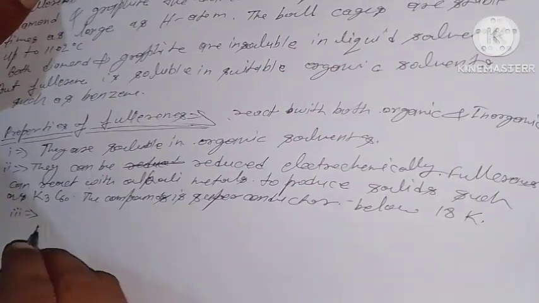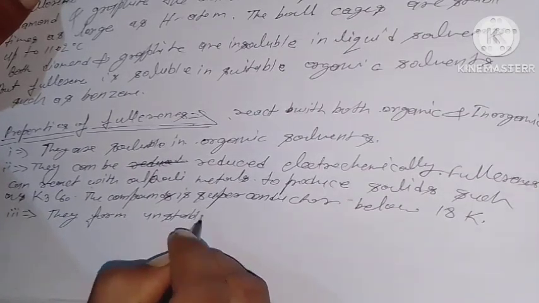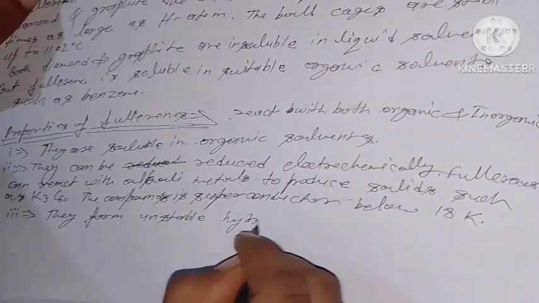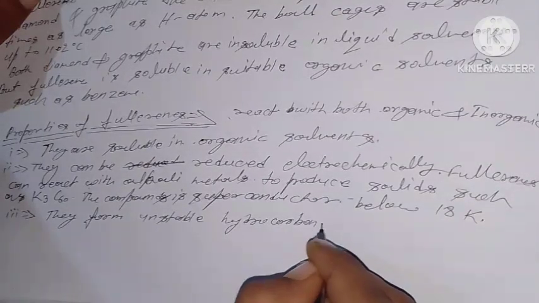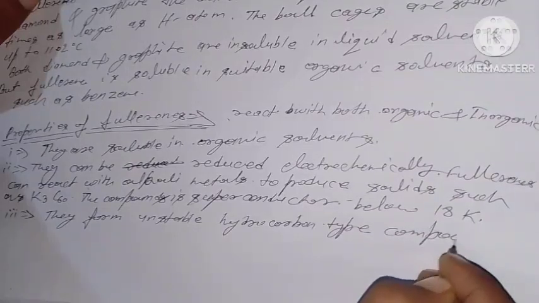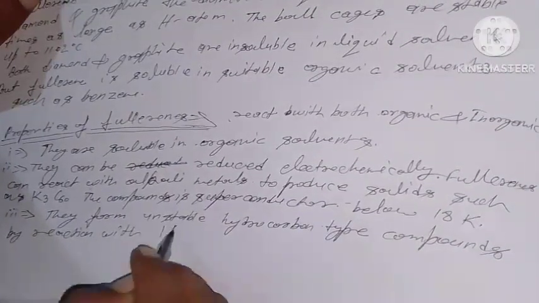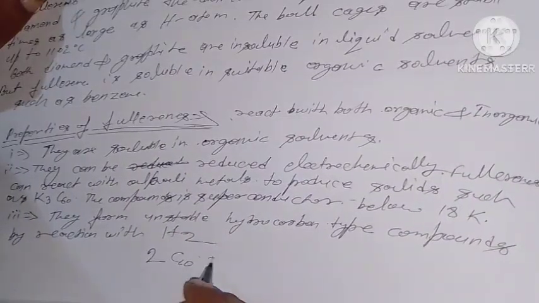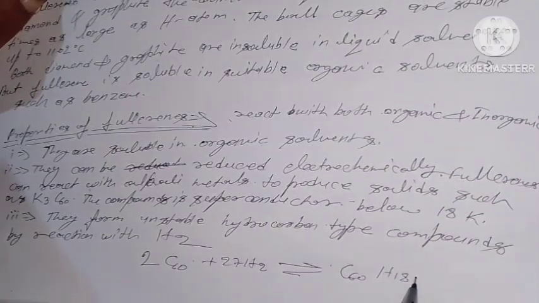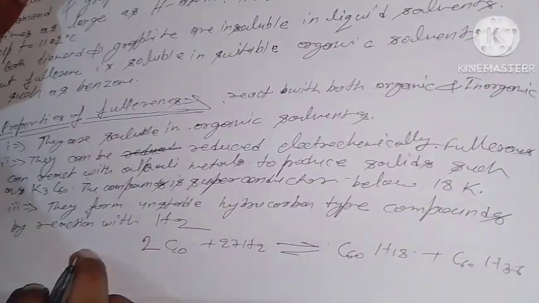Third point. They form unstable hydrocarbon type compounds by reaction with hydrogen. C60 plus hydrogen makes unstable hydrocarbons C60H18 and C60H36.